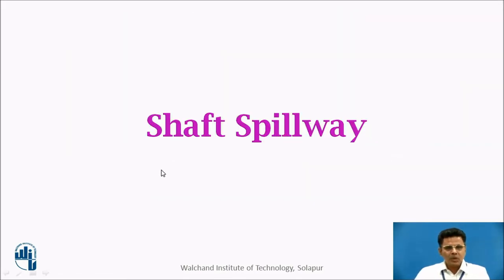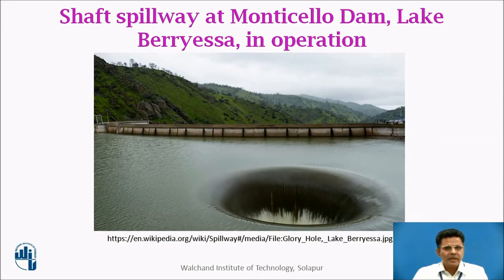Now, the third type which we are going to discuss is a shaft spillway. This is the shaft spillway at Monticello Dam, Lake Berryessa in operation. Here we find this is a dam, and in the reservoir itself a shaft spillway is provided. Water is entering into the shaft spillway and then through the vertical shaft thereafter passes underneath the dam as a horizontal conduit and water is released downstream.